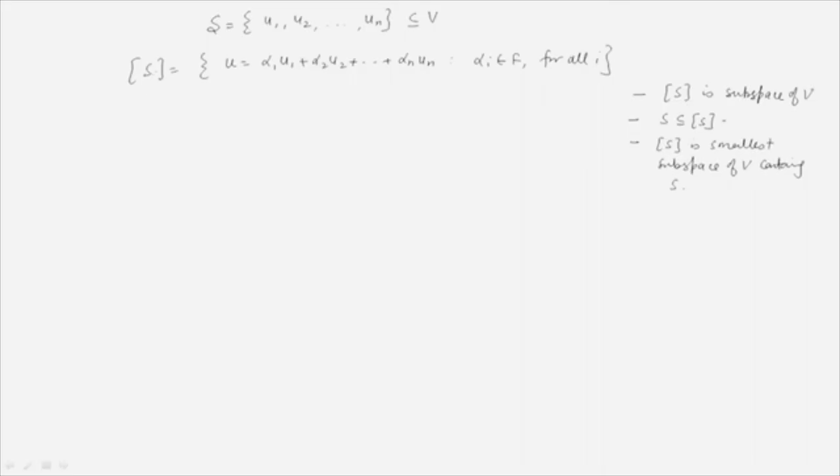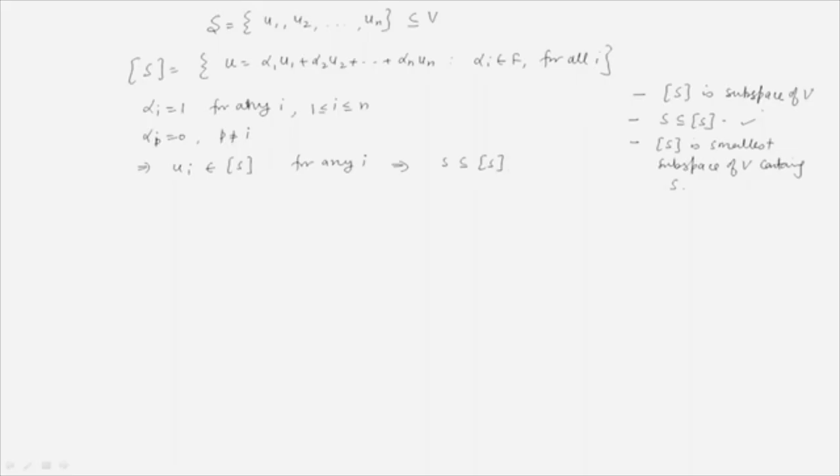So we can say that if you take alpha i as 1 for any i from 1 to n, and alpha p equal to 0 when p is not equal to i, then this implies ui belongs to span of S for any i, and this implies S is contained in span of S. So the first part is very easy to show. If it contains all the linear combinations of vectors u1, u2 up to un, it will definitely contain u1, u2 up to un also.